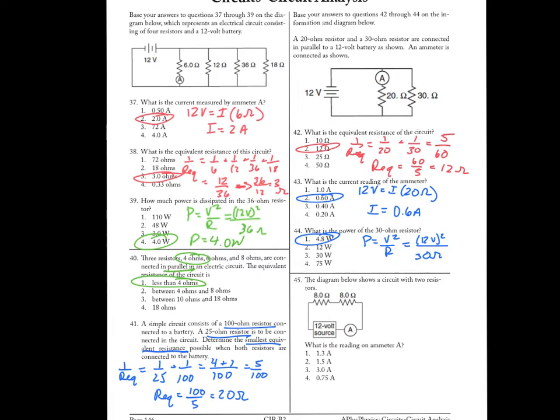45, last question on this page. What is the reading on ammeter A? What kind of circuit do we have? It's a series. So we add them up for the equivalent resistance. 8 plus 8 is, this is a tricky one, guys, it's 16 ohms. Then we can use Ohm's law to figure out the current reading in the ammeter. 12 volts for our overall voltage. I, our total current. And resistance is our equivalent overall resistance. 12 divided by 16 is 0.75 amps.